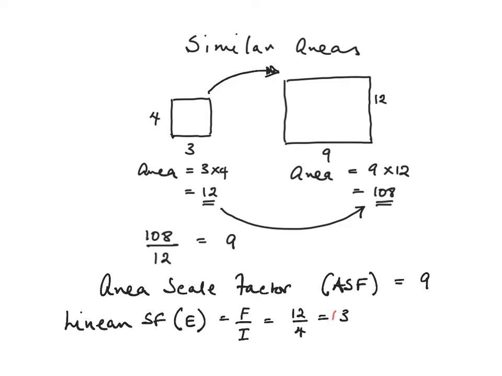Now I wonder if you can make the connection between the two. How do we get from the number 3 to the number 9? Well, what we want to do is to square. So we square the linear scale factor to get the area scale factor.